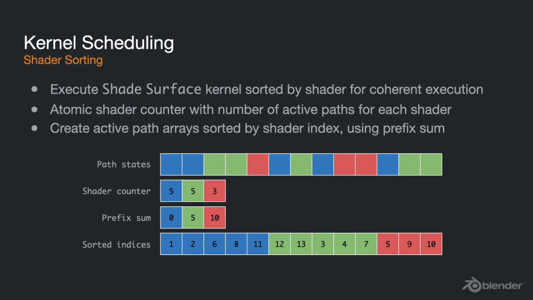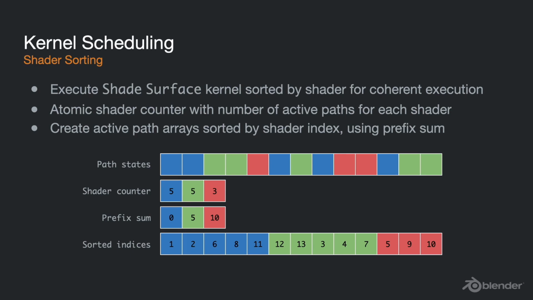The way it works is that we have a shader counter for every shader in the scene where we count the number of paths that are scheduled to execute that shader next. Then right before we schedule the shade surface kernel, we construct an array of path indices that is sorted by shader. The way we do this is we construct a prefix sum over the shader counter, which enables us to really quickly make an array of sorted indices.